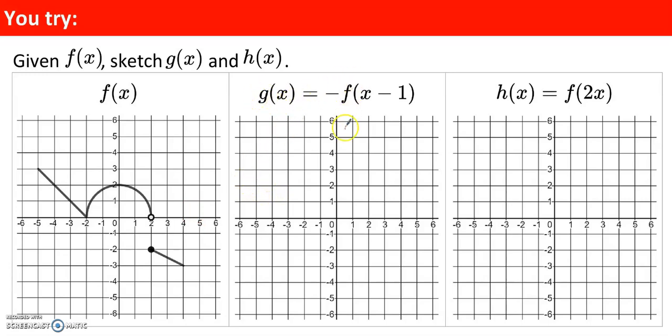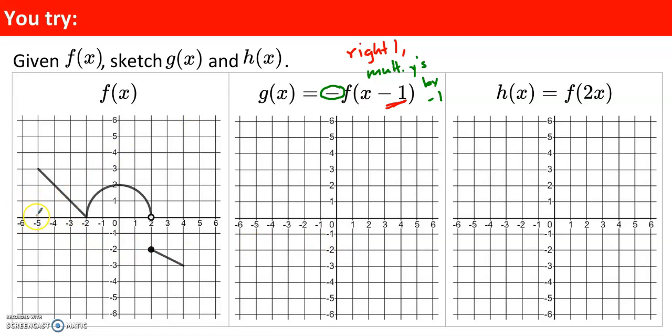So for g of x, we've got the opposite of f of x minus 1. The minus 1 applied to x is going to take our graph to the right 1. And then multiplying the function itself by -1 will multiply the y's by -1. So we need to apply that to each of the key points in the graph to make a sketch of the function we're looking for, g of x.